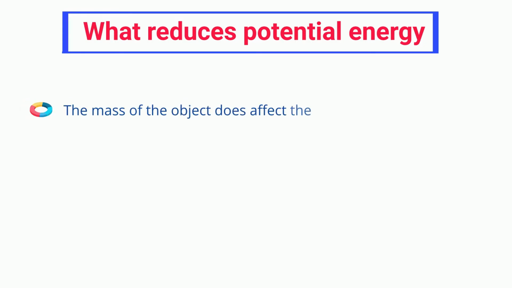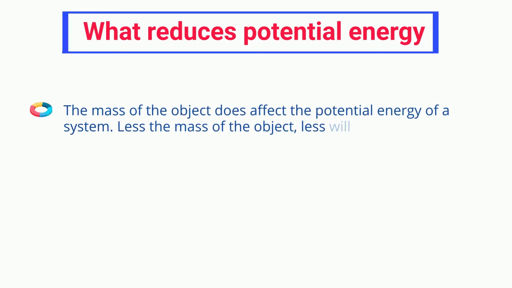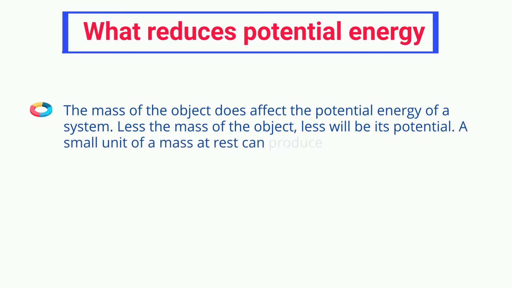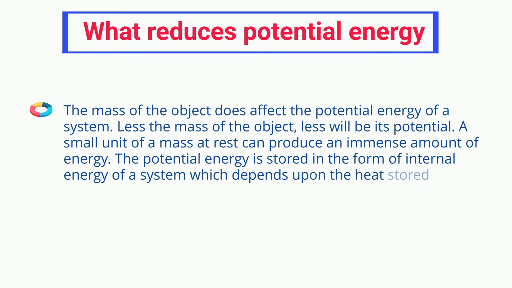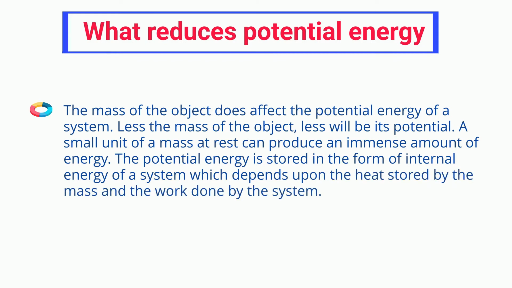The mass of the object does affect the potential energy of a system. The less the mass of the object, the less will be its potential. A small unit of mass at rest can produce an immense amount of energy. The potential energy is stored in the form of internal energy of a system, which depends upon the heat stored by the mass and the work done by the system.